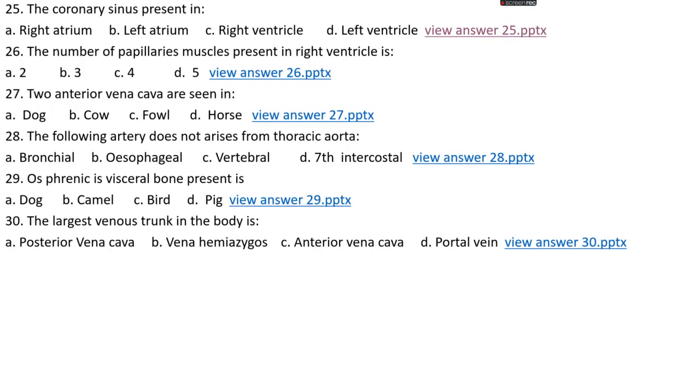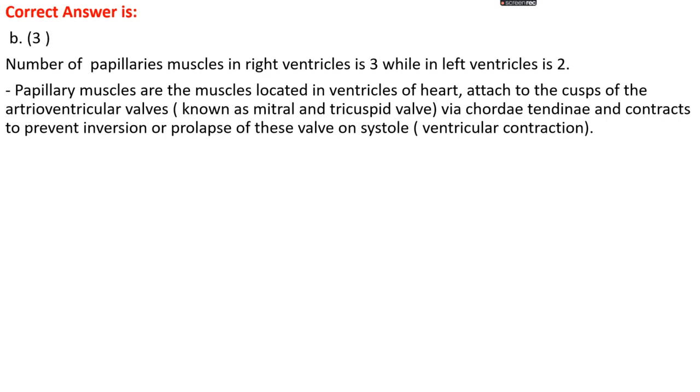Question number 26. The number of papillary muscles present in the right ventricle is: option A, 2; option B, 3; option C, 4; option D, 5. The right answer is option B, that is 3. The number of papillary muscles in the right ventricle is 3, while in the left ventricle it is 2. Papillary muscles are located in the ventricles of the heart. They are attached to the cusps of the atrioventricular valves, the mitral and tricuspid valves, via chordae tendineae, and they contract to prevent inversion or prolapse of these valves during ventricular systole.